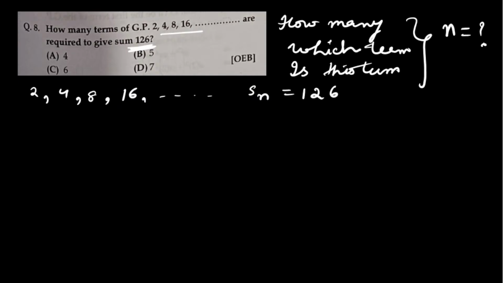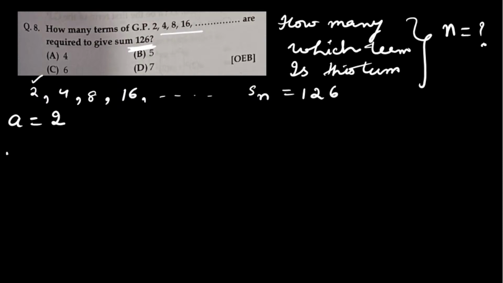126, because we don't know how many terms are there. So that means Sn we can write Sn is equals to 126. Whenever a sequence is given to us, from the sequence we can know the value of A. A is the first term. So the first term of this sequence is 2.